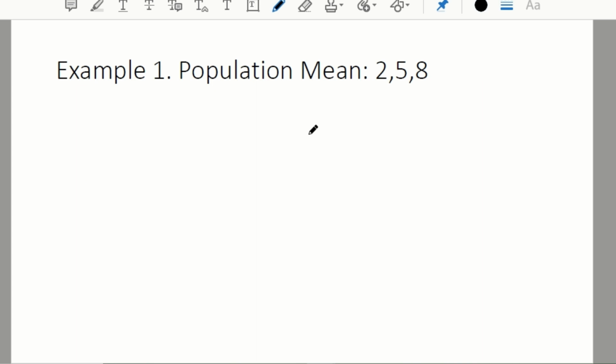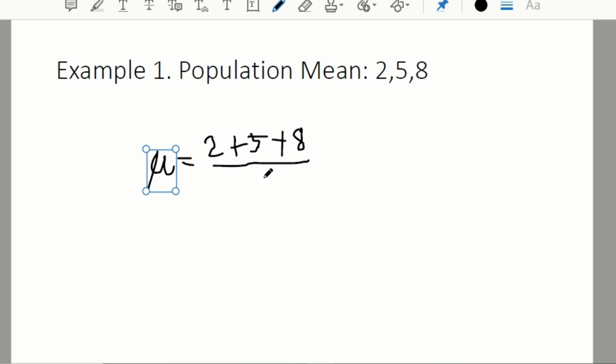So let's start first with the population mean. The population mean, mu, is equal to the sum, 2 plus 5 plus 8, divided by the number of data, 1, 2, 3. So there are 3 of them. So divide by 3. 2 plus 5 is 7, plus 8 is 15. So 15 over 3 is 5. So the population mean is 5.